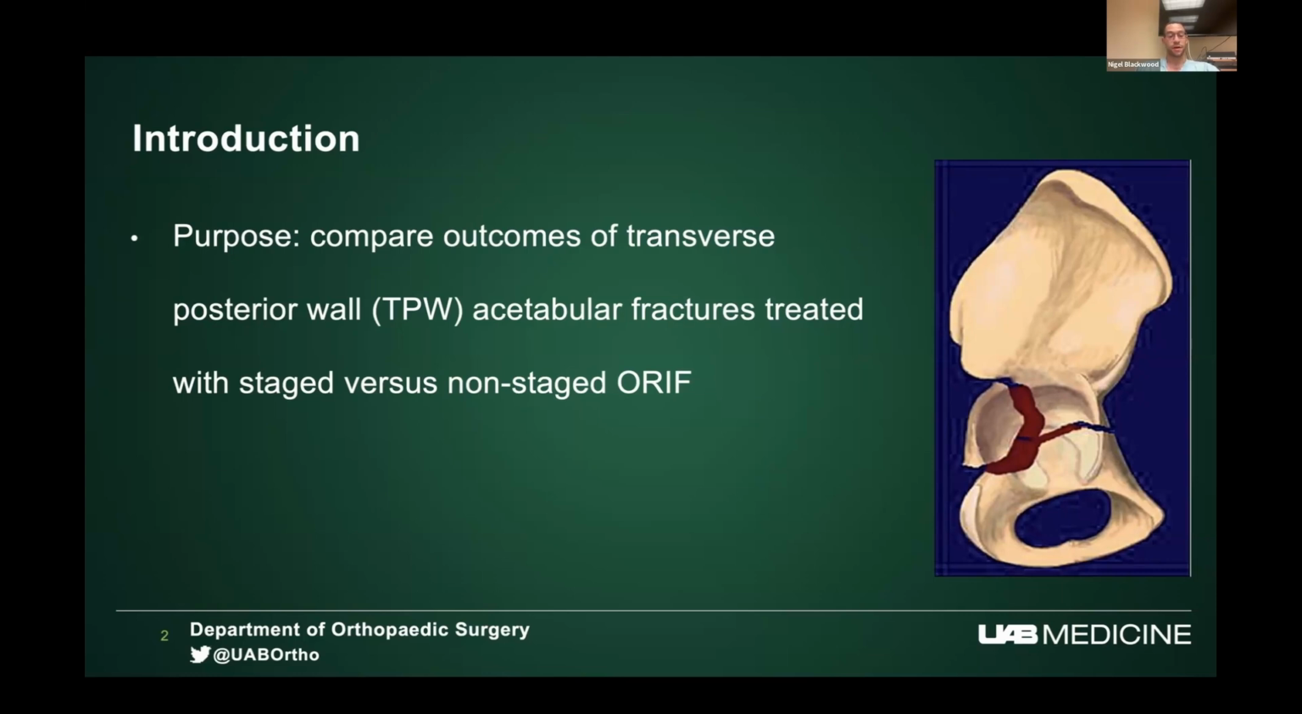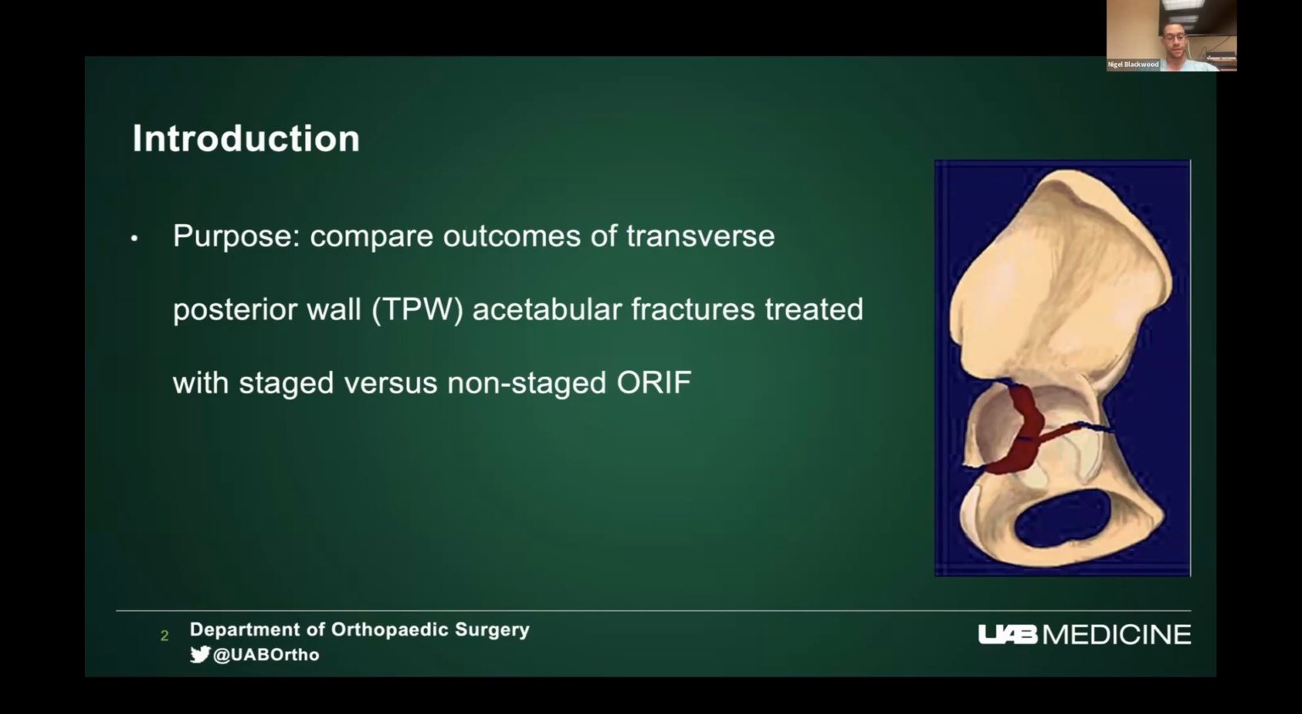Typically, these fractures are managed with open reduction, internal fixation. The fracture is approached posteriorly by splitting the gluteus maximus and dissecting the deep muscles of the hip to access the posterior parts of the acetabulum and implant plates and screws.